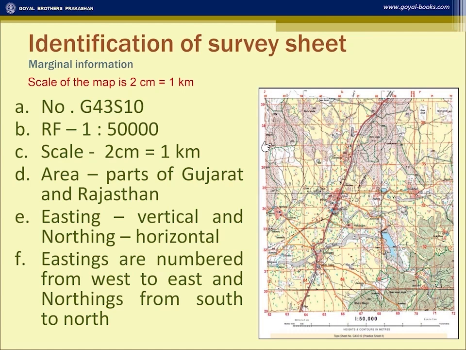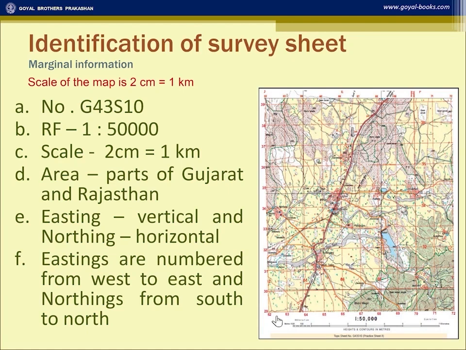area gets seasonal rainfall. The RF of the survey sheet, that is 1:50,000, shows that 1 centimeter on the map or 1 inch on the map shows 50,000 inches or centimeters on the ground. So this means representative fraction. The scale of the map is shown here. 2 centimeters is equal to 1 kilometer. That means each square is of 2 centimeter each, showing 1 kilometer.